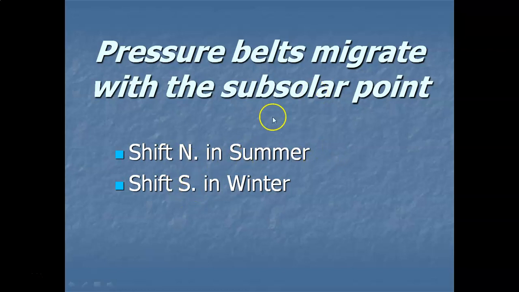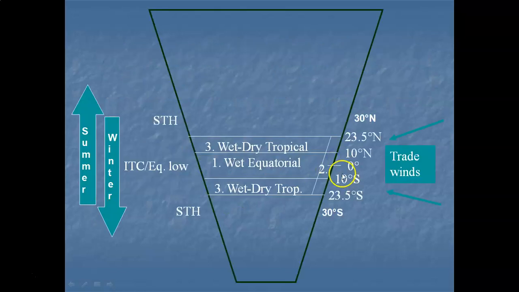Then in the opposite season, 6 months later, when the subsolar point is 23.5 degrees south, that intertropical convergence zone and the equatorial low all shift southward, all right? And so that's what you've got to kind of think of for this one climate. That's what maybe makes this one climate a little bit more difficult, all right? But so what I've done here is I want to try to illustrate this. So these pressure belts do migrate.